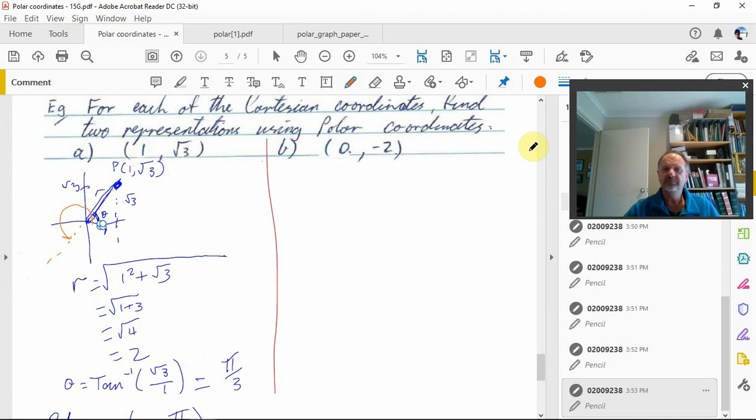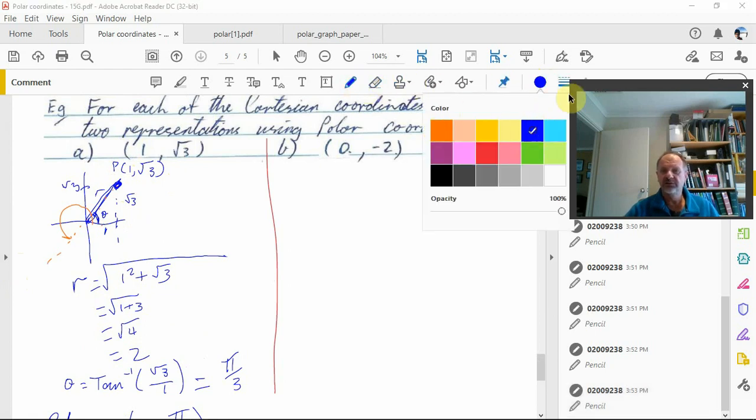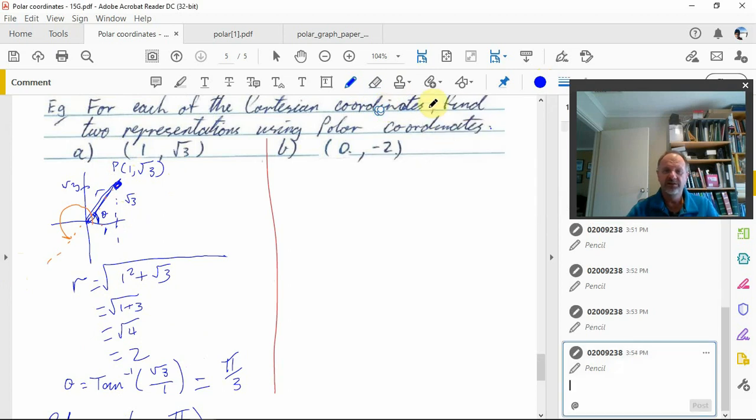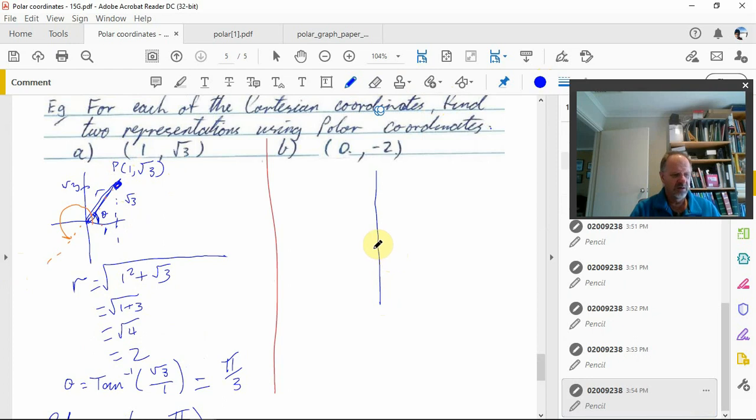All right, the next one that we're going to look at is (0, -2). Just notice I've got it incorrect in my notes, isn't that handy? Anyway, not to worry, I'll do it correctly now, and then I'll go back and change my notes. So 0 for the x value, -2, that brings us down here. So it's this point here. We want two representations.